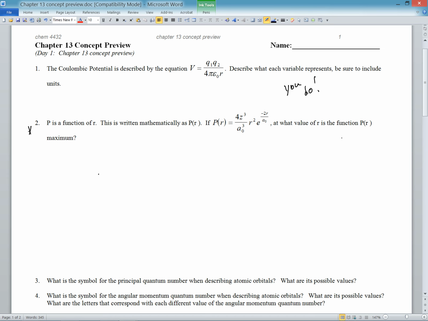Let's jump to number 2. P is a function of R, right? So remember, that's how this is written. So get used to the notation. When you see notation in math, read it that way. It'll really, really help you. So when I say P is a function of R, right away, you should write something like this, right? It's really going to help you with all this stuff. And here's the equation. At what value of R is the function a maximum?